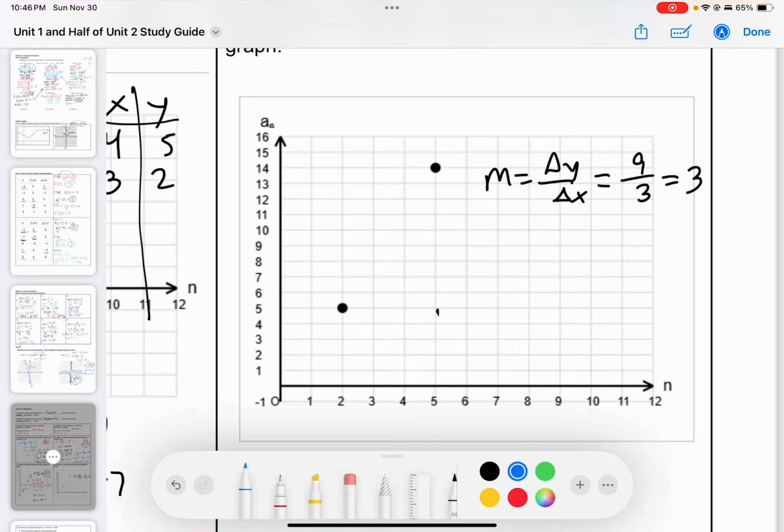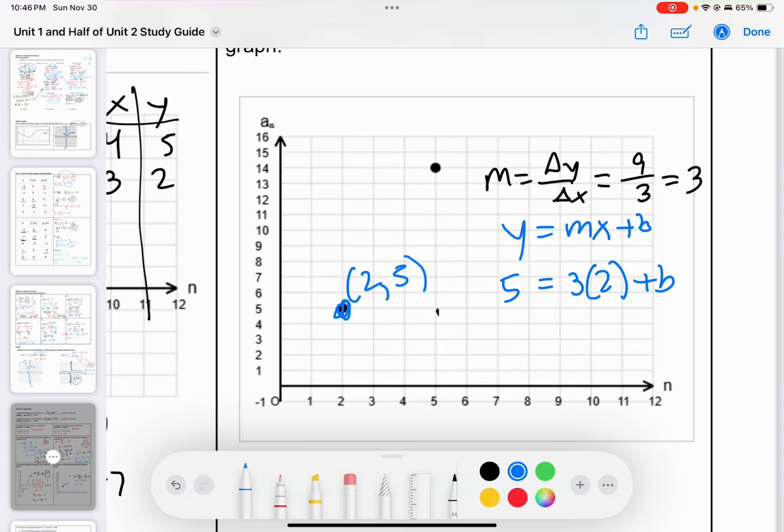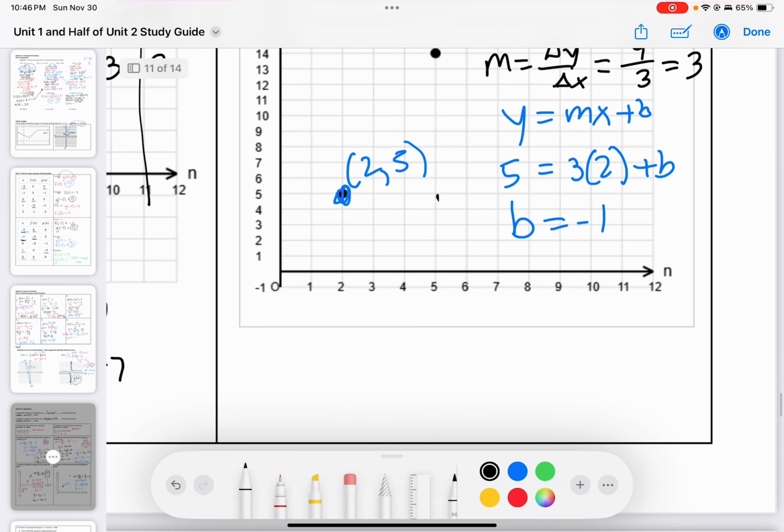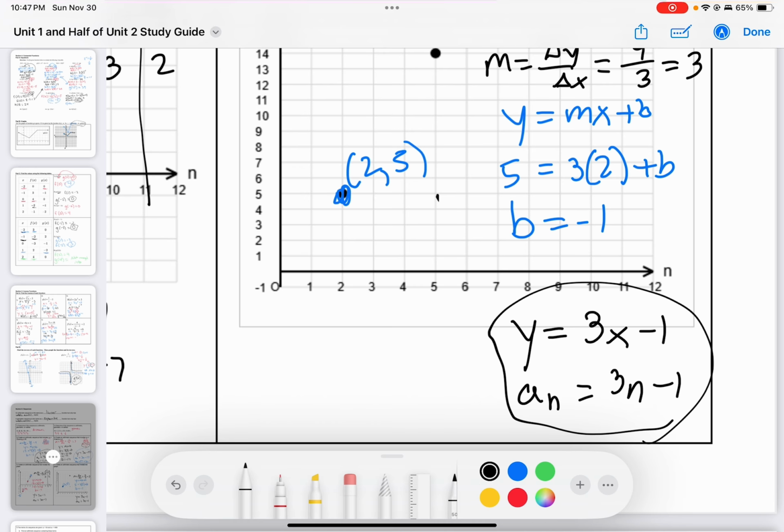And so let's substitute that in, choosing one of these points. I'll choose this one, which is (2, 5). y equals mx plus b. 5 equals 3 times 2 plus b. b is -1, so it wasn't 0, it was close, but y equals 3x minus 1, or in sequence notation, a of n equals 3n minus 1.